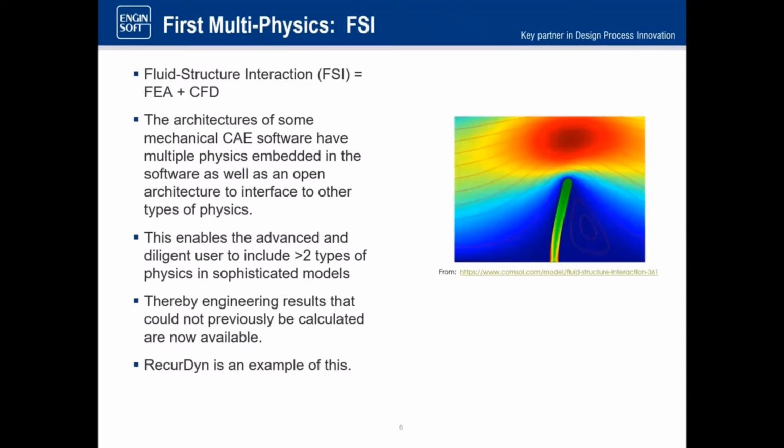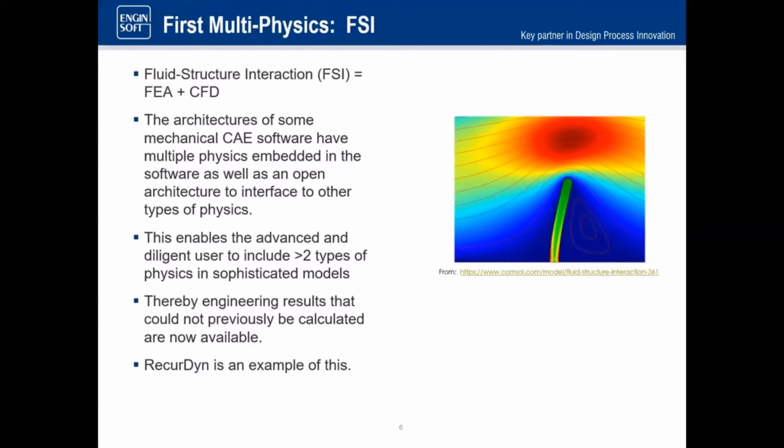So, as background to get into multi-physics, really the first multi-physics was fluid structure interaction, or FSI. And FSI is simply the combination of finite element analysis for the structures and computational fluid dynamics for the fluid. And the graphic on the right shows a basic case where the flow is bending this basic beam structure that's sitting there upright, and it gets bent over due to the fluid flow.